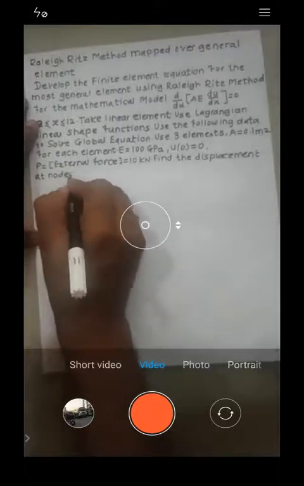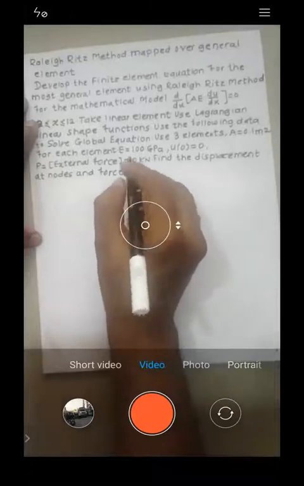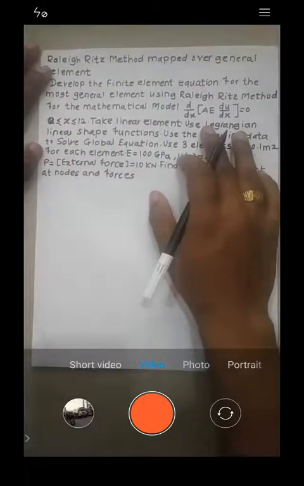Find the displacement at the nodes, and the forces. Now see what the problem is asking. We are solving problems on the Rayleigh-Ritz method, which is mapped over a general element. So what is the problem? Develop the finite element equation.